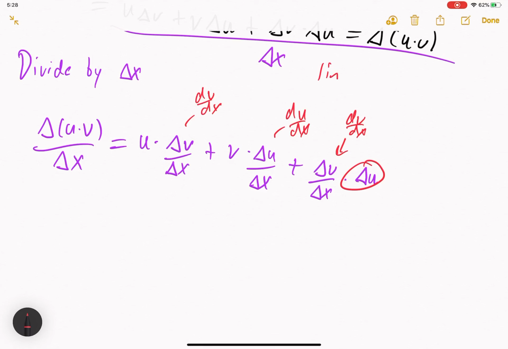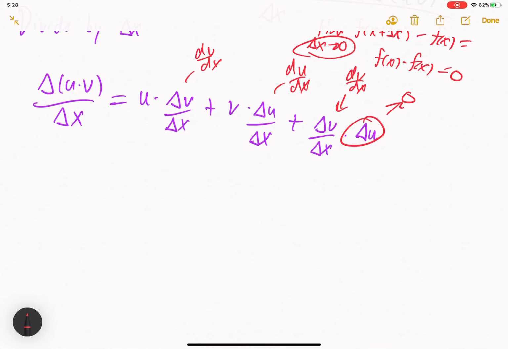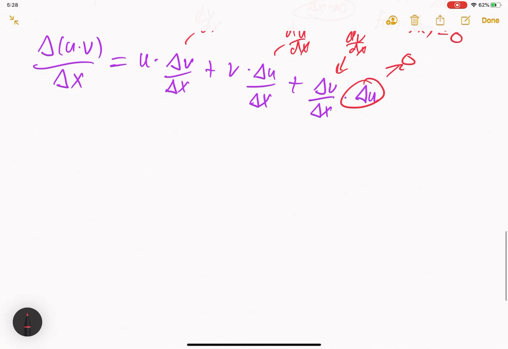But the question is, what is delta u going to be? Well, remember that as delta x goes to 0, delta u means f of x plus delta x minus f of x. And f is continuous because it's differentiable. Thus, we just get f of x minus f of x, because we can just plug in 0. We just get 0. So this goes to 0. So let me be clear about how this happens. We're going to take the limit as delta x goes to 0 of delta u times v over delta x.